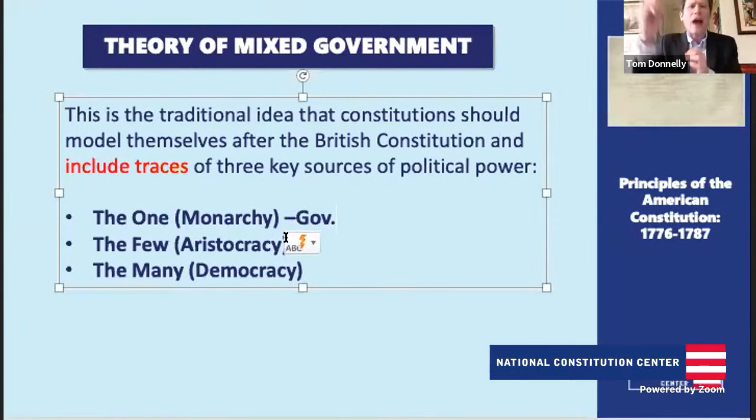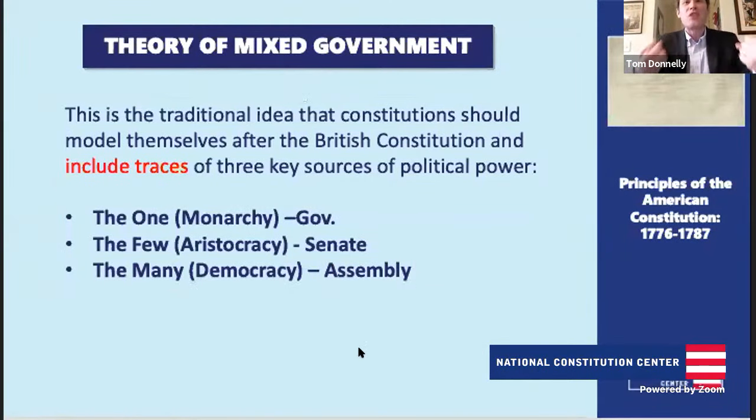The few is the upper house of the state legislature, often called the Senate. And then the many is the lower house of the state legislature, often referred to as an assembly. And so the idea is that the assembly, that lower house of the legislature, is going to be the one that's most democratic. It's closest to the people. It has the greatest representatives. And as such, what you'll see in state constitution after state constitution during this period is that the state constitution makers place most of the power in the lower house of the state legislatures.